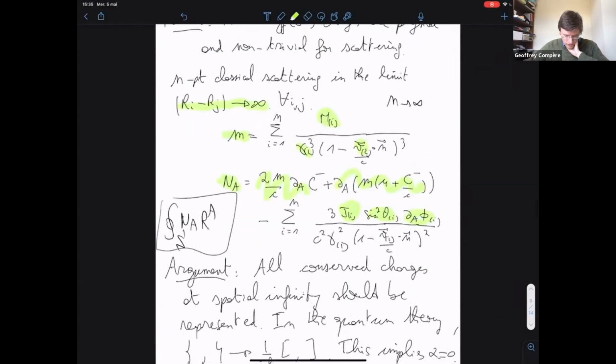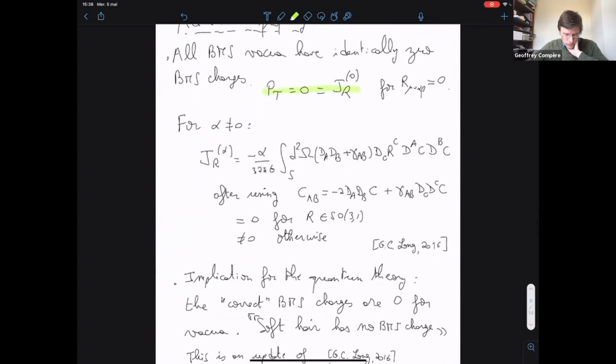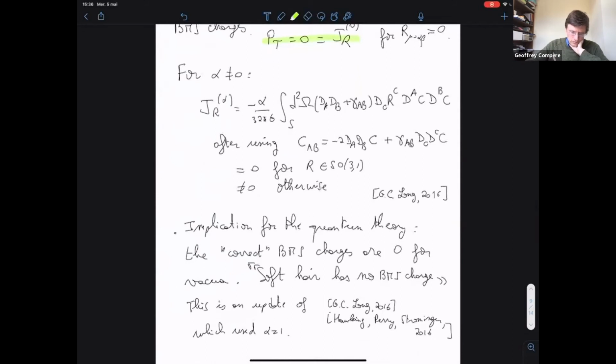All right, so I already put that point here. So now if we have this algebra where alpha equals 0, actually all the BMS vacua have identically 0 BMS charges. So also if your Weyl tensor vanishes, then all charges are identically 0. For alpha non-zero, the standard BMS charges are 0, but the generalized BMS charges are non-zero, given by this formula. So if you have an SO(3,1), this is 0 actually. You can check it's 0. But if you have a diff S2, it's non-zero. Or if you have a Virasoro, it's non-zero. But it depends on alpha. So for alpha 0, just everything cancels.